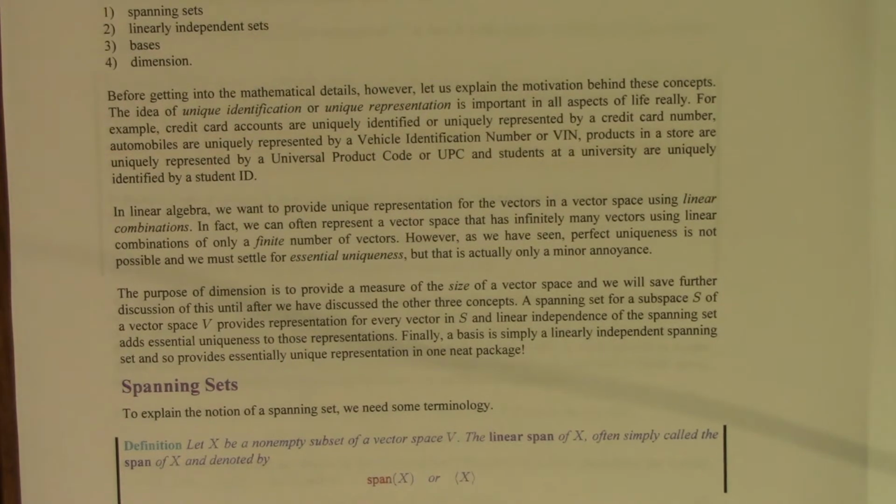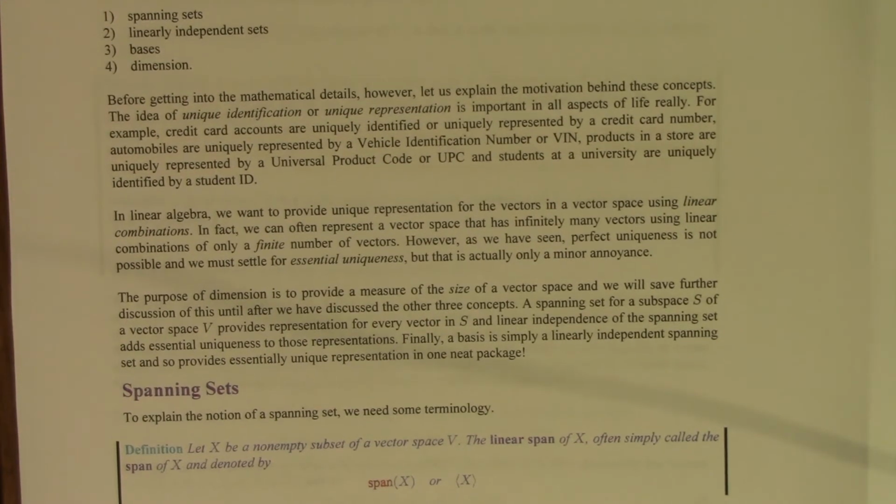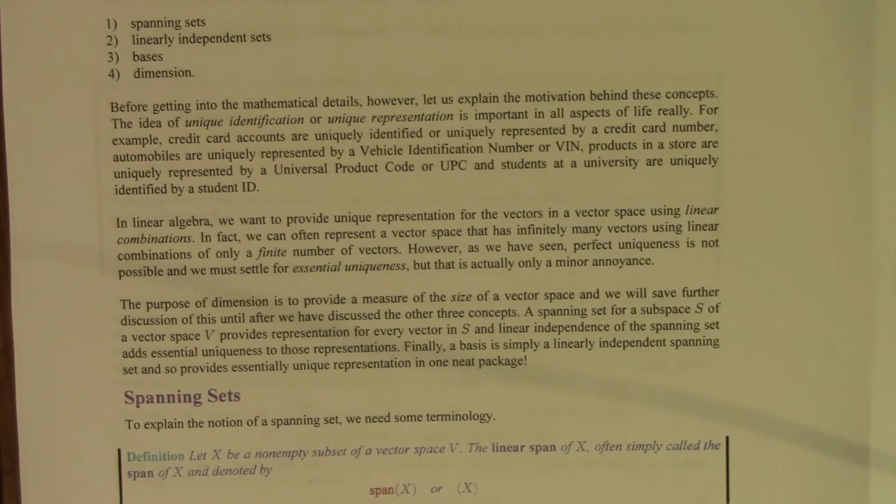The purpose of dimension, which is number 4 on our list, is to provide a measure of the size of a vector space. And we'll save any further discussion of that until after we've discussed the other 3 concepts.